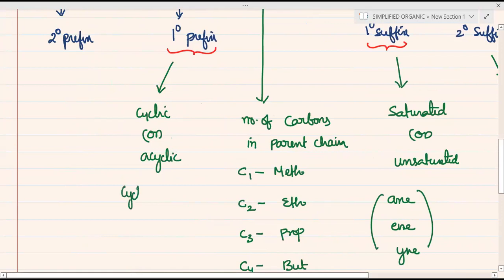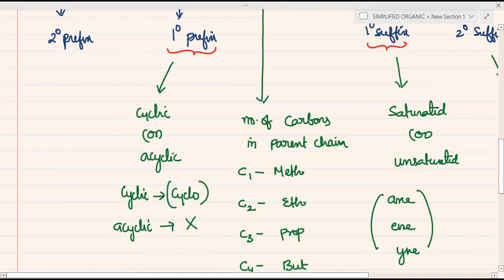If the compound is cyclic, it is called cyclo. The prefix cyclo is added to the name if it is a cyclic compound. If it is acyclic, no prefix is used. Okay.